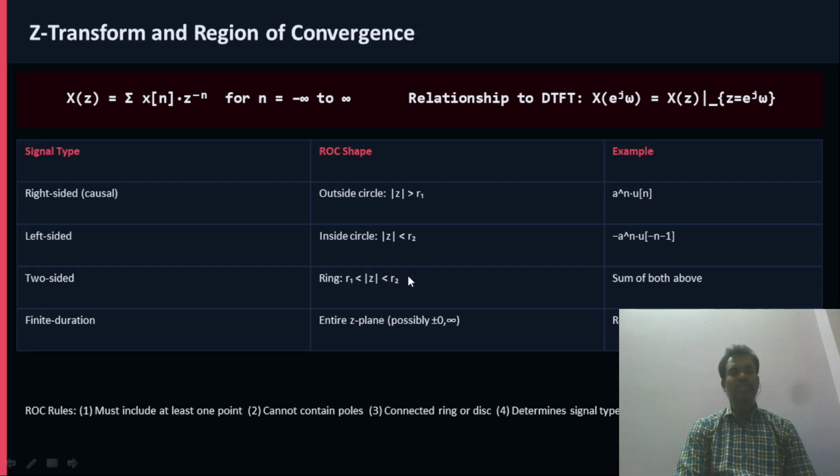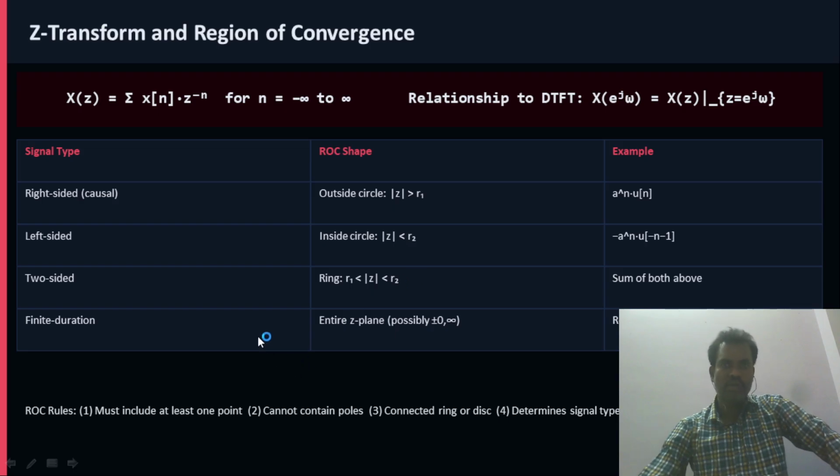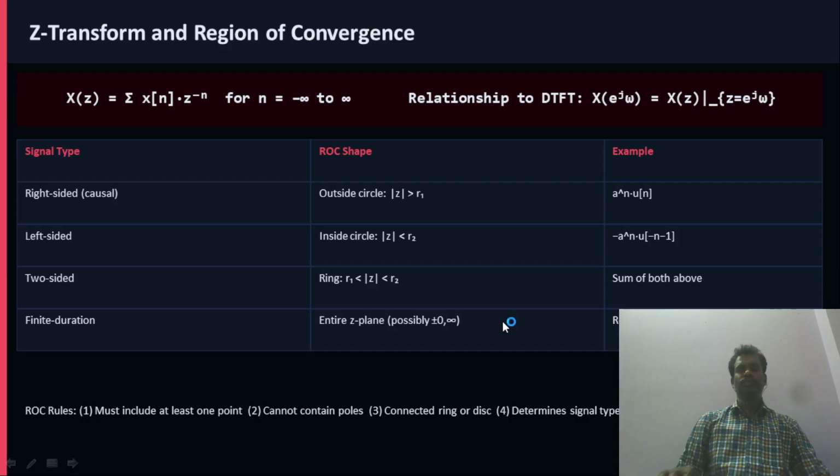So that was the two-sided sequence. What is a finite duration sequence? If it is a finite duration sequence, the Z transform exists over the entire Z plane except Z equal to 0 or Z equal to infinity, depending on whether it is right-sided or left-sided. If it is a right-sided finite duration sequence, then it is possible to find the Z transform for all values of Z except Z equal to 0.